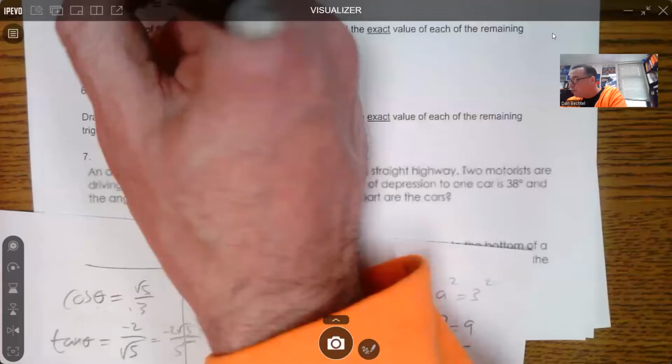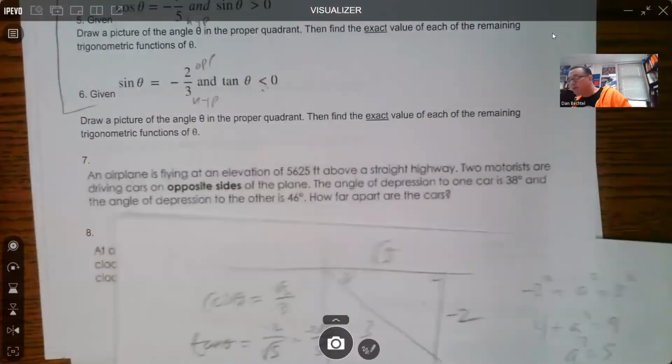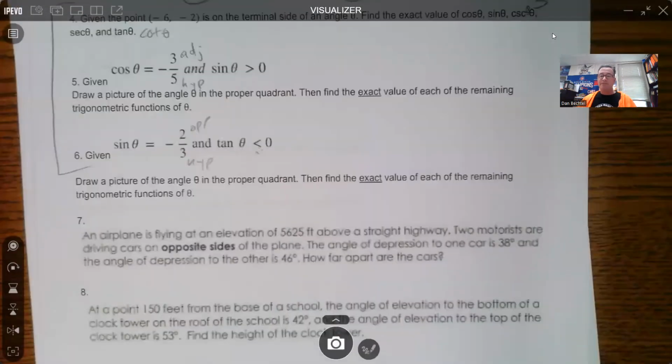And we have now done 4, 5, and 6, which is great. We're going to do 7 and 8 for our next one for applications, but that is not what we are doing today. So guys, good job.